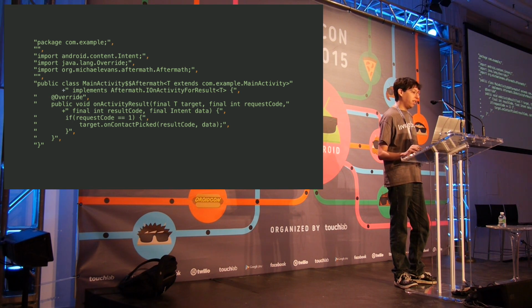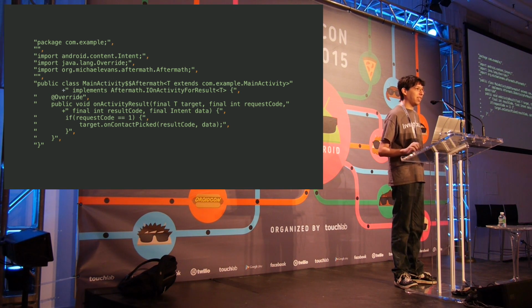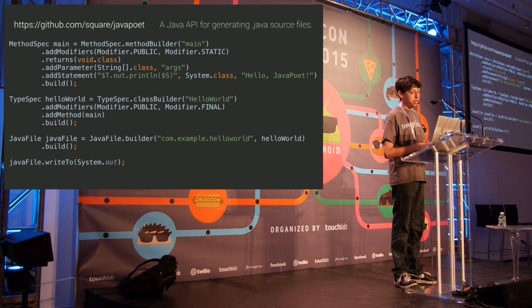For every activity, it will generate basically an onActivityResult method that does all of the stuff that you need it to do. You can write code like this, where you just have a whole bunch of strings, but Java doesn't have string interpolation, and Java source files are not a lot of fun to write as strings. So luckily, Square has a library called JavaPoet, which is a pretty awesome API for generating Java source files.